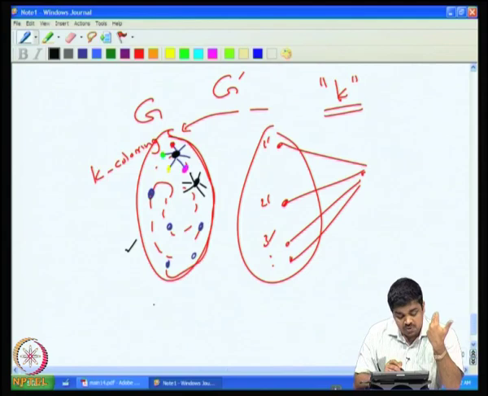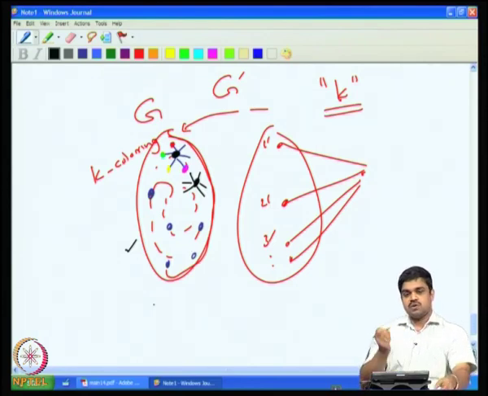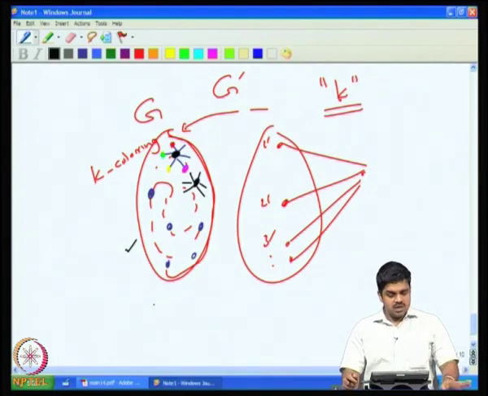Because it's not possible to color with k minus 1 colors, it should be the case that at least one vertex should resist this attempt to reduce the number of colors used. That means there should be at least one blue vertex such that in its neighborhood all the remaining k minus 1 colors have appeared. Now if this is true for blue color, it's true for yellow color also, it's true for red color also, whichever color is used in the k coloring, this is true.